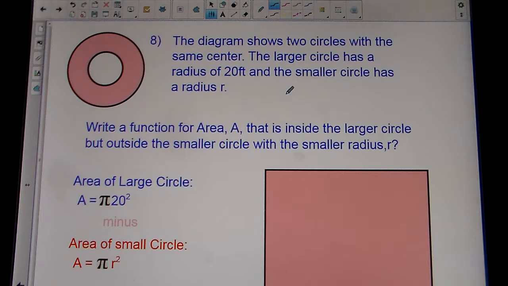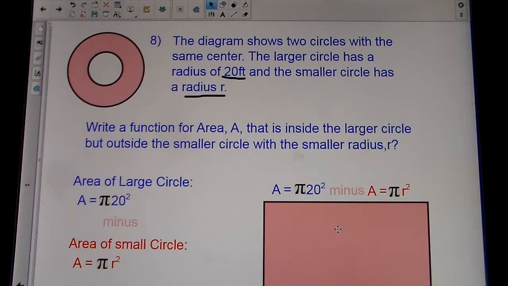Let's try problem number 8. We have a radius of 20 feet, and the radius of the small circle is r. So we're just going to set up our equation. The area of the large circle is 20 squared pi, and the area of the smaller circle is just pi r squared, because we don't know the radius r of the small circle.